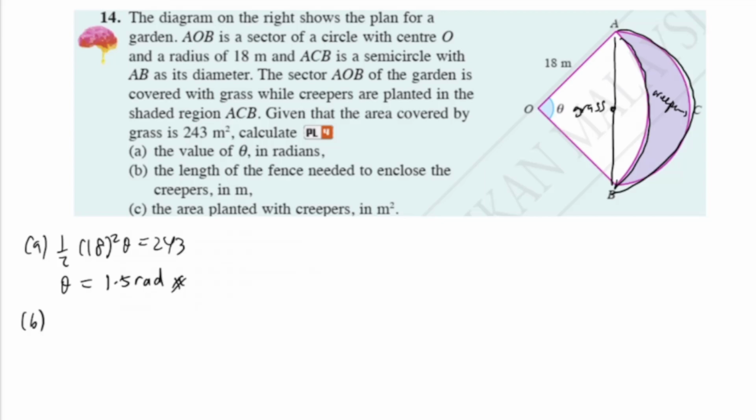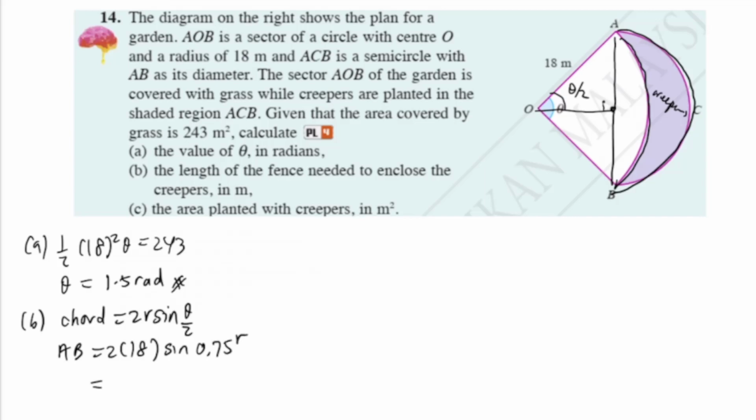Okay, I'm going to rub off the grass thing. We're going to cut this in the middle, and this will be your theta over 2. Or you can use the formula for chord. You can just use chord. Chord is 2r sine theta over 2. It's a very, very fast and furious formula. Your radius is 18. Theta is 1.5 divided by 2. Can you write 0.75? Calculator in radian mode, please.